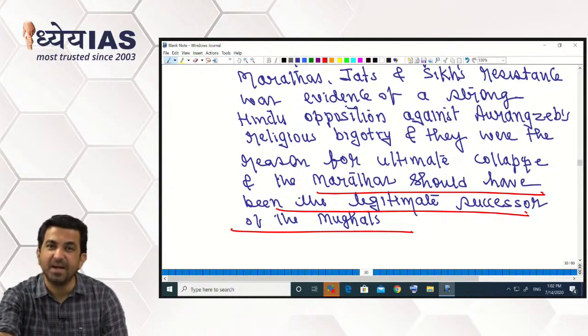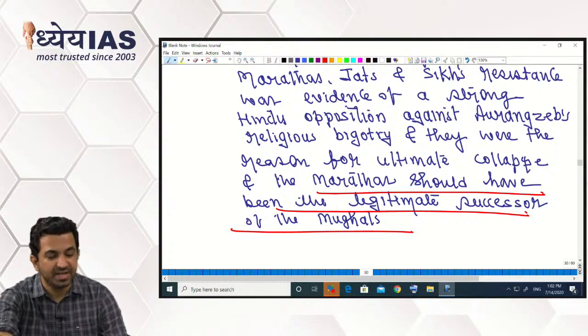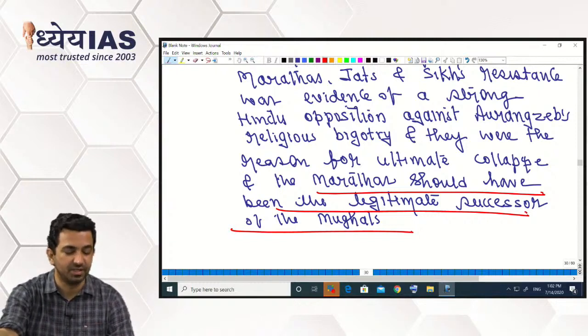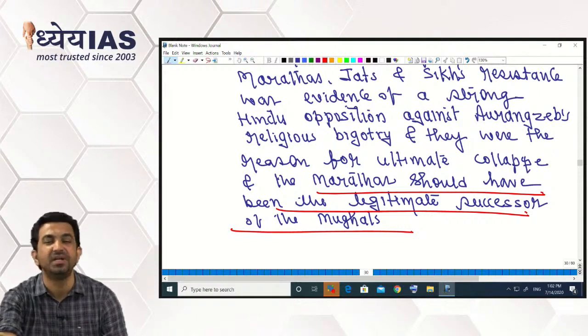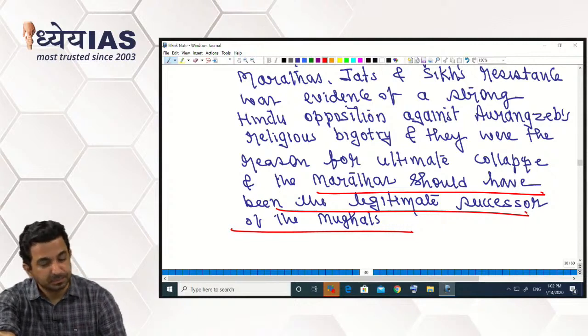Marathas were eliminated by the Britishers. So J. N. Sarkar and other nationalists thought that Marathas should have been the legitimate successors, not the Britishers. But that is not the case. The Mughal Empire was replaced by the British Empire.